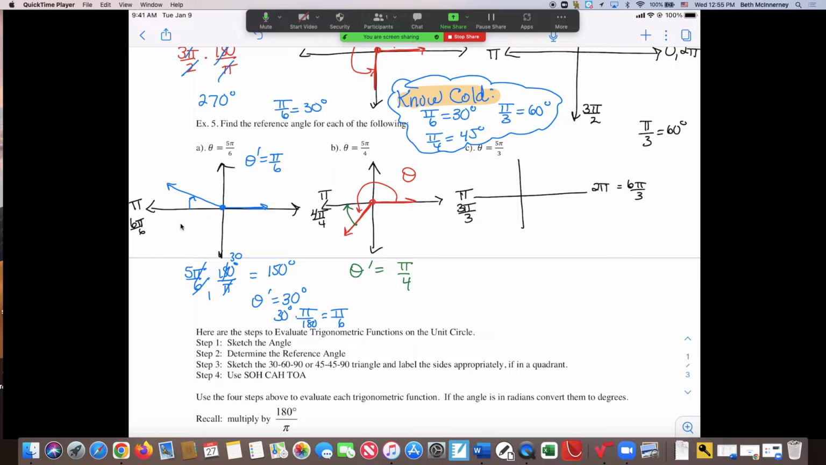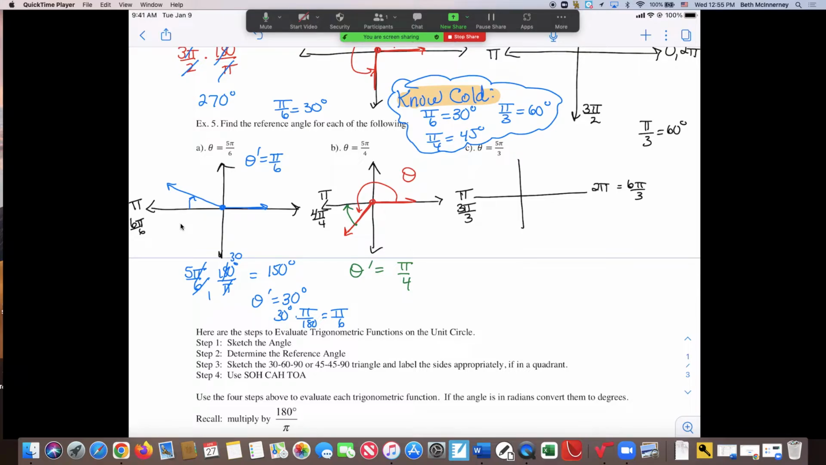Let's talk about this letter C again. So pi would be 3 pi over 3. If this were 4 pi over 3, I would have gone 1 pi over 3 in, but pi over 3 is 60 degrees. But because it's 5 pi over 3, I need to go twice, but that's taking me into the next quadrant. So when that happens, I'm going to look at the other side.